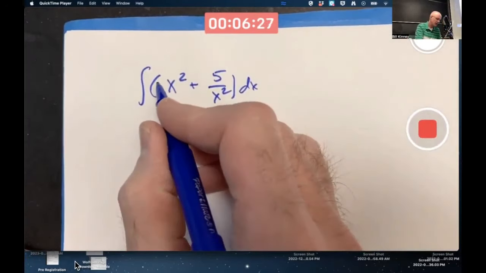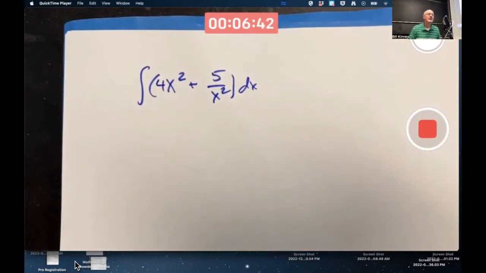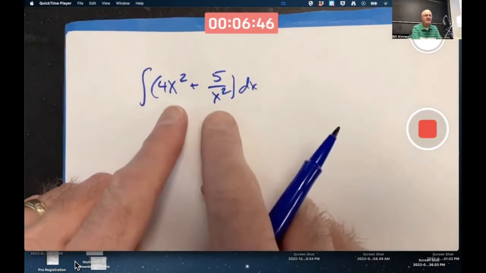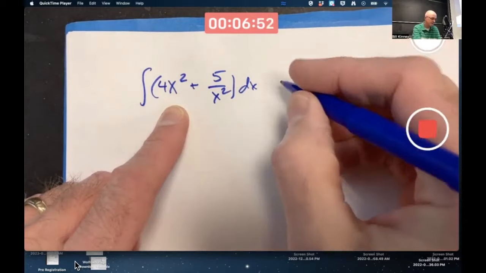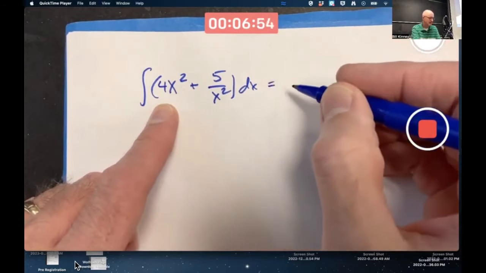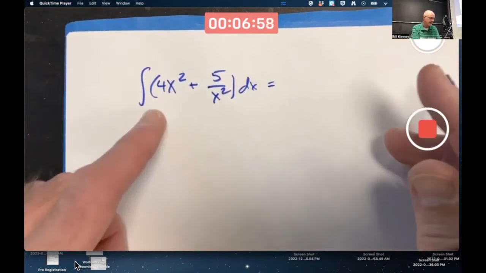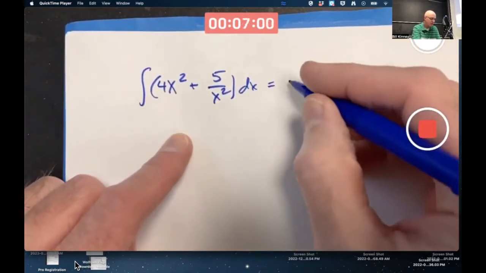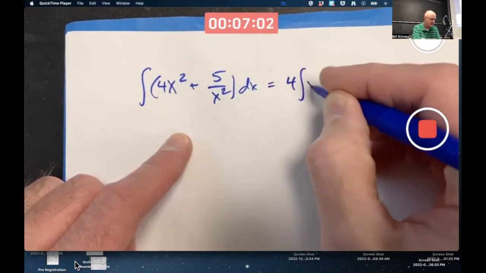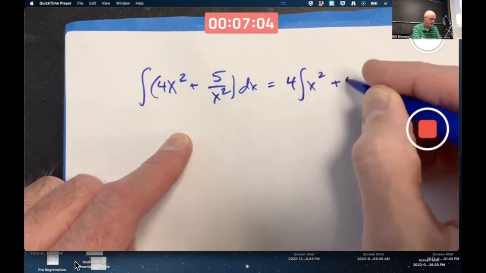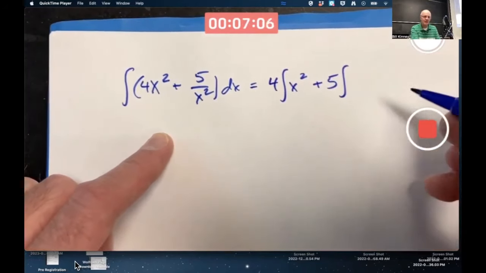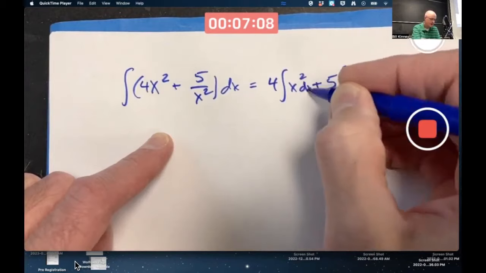Well, let's put an extra 4 in here just for fun. It is a property of indefinite integrals, just like derivatives, you can do it piece by piece effectively. It's a linearity property that came out in the examples you studied. I could split the integral of this sum into the sum of two separate integrals, and the constants, the 4 and the 5, could be brought out in front like this. And then, don't forget your dx.